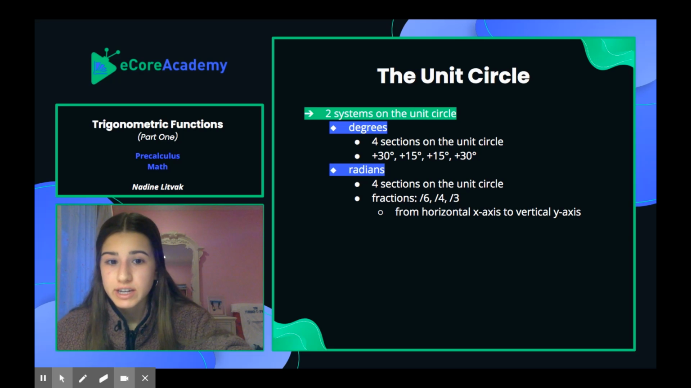Radians is also 4 sections because there are 4 quadrants in the unit circle, and radians are in terms of the fractions of 1/6, 1/4, and 1/3, except it's not 1, it's going to be pi because radians. And this starts from the horizontal x-axis to the vertical y-axis, which I will show you on the next slide.